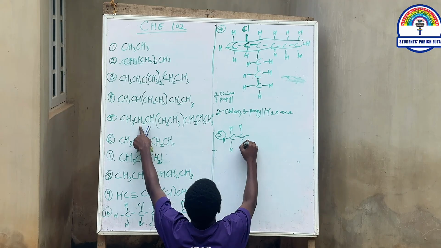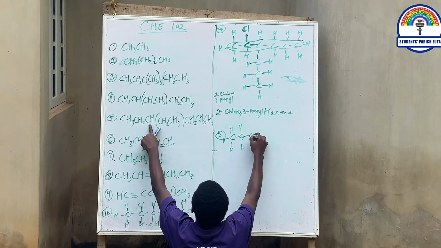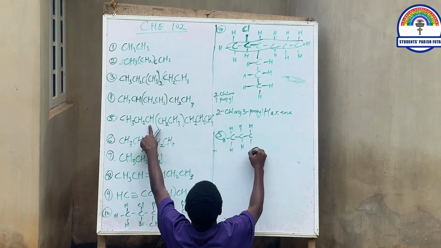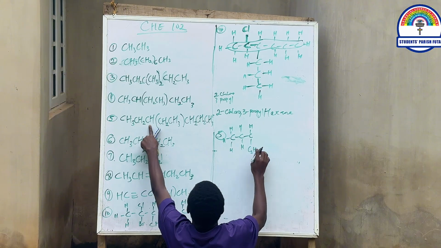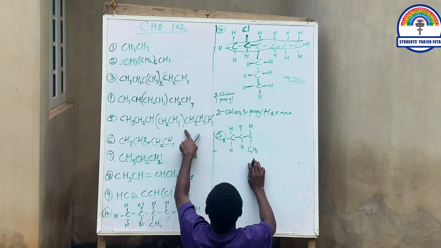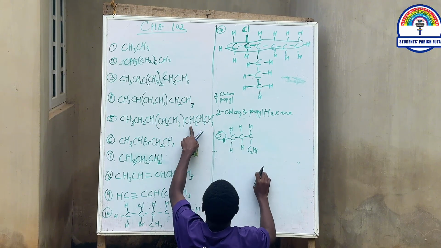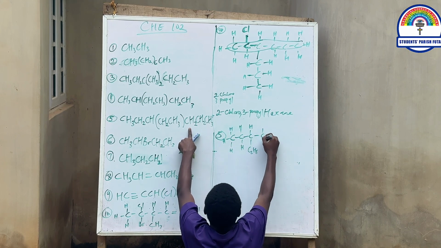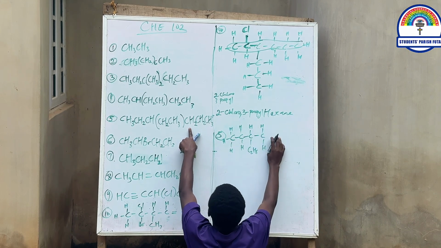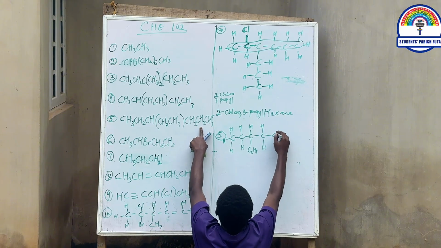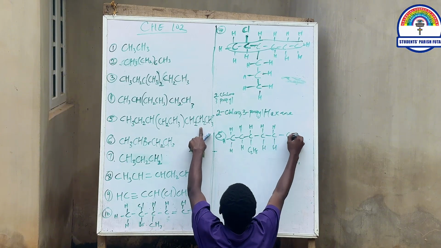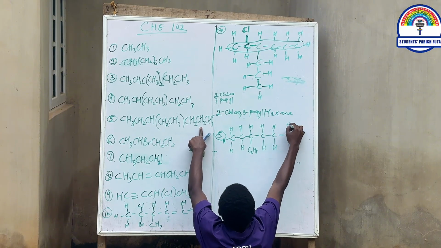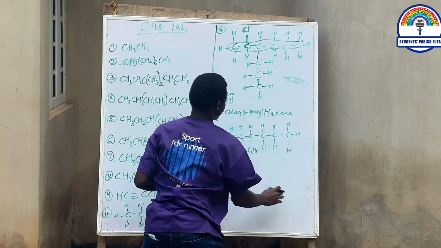Then the last chain goes to link the next carbon, which has hydrogen at the top and ethyl, C2H5, at the bottom. That is C2H5. I've combined it. You know we use it here, so I combined it. Then we go to C, H, the next C, H, then the last one C, H. So how do you name this one?